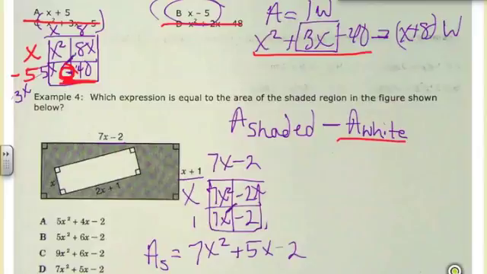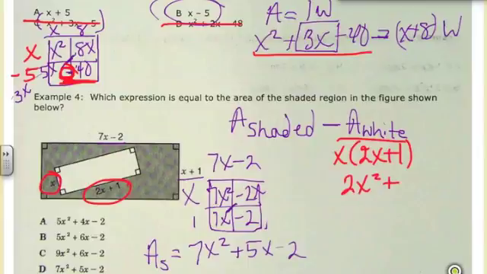That's going to be length, 2x plus 1, times width, which is x. So x times 2x plus 1. If I distribute the x, that's going to be 2x squared plus x. Now I need to take 7x squared plus 5x minus 2, and subtract 2x squared plus x.